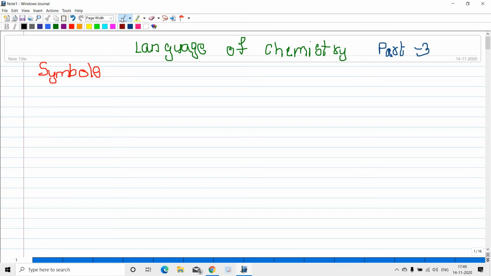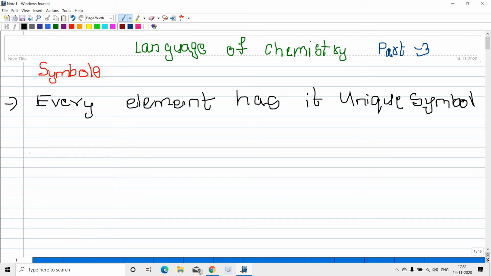In the last two sessions, I gave a brief idea about the languages of chemistry and the topics that we will discuss in future sessions. In this session, I am going to explain about symbols. We know that elements are written in short form to represent them with symbols. For convenience, we write the elements using assigned symbols. Another point to keep in mind is that every element has its unique symbol.